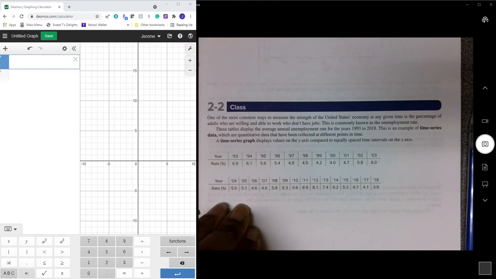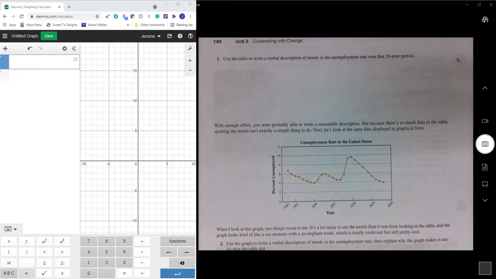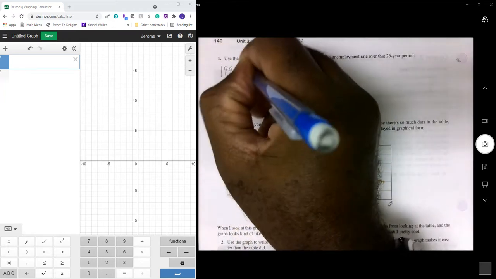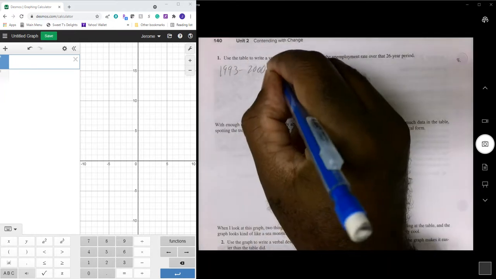Now we see all of these values here. Now we're going to have to possibly flip back from page to page, but what you could do as I write down the answers on the other page, you all can look at page 139 to go along with the answers that I will provide you. Okay, number one, it says use the table to write a verbal description of trends in the unemployment rate over the 26-year period. Okay, now from 1993 to 2000, the unemployment rate went down.